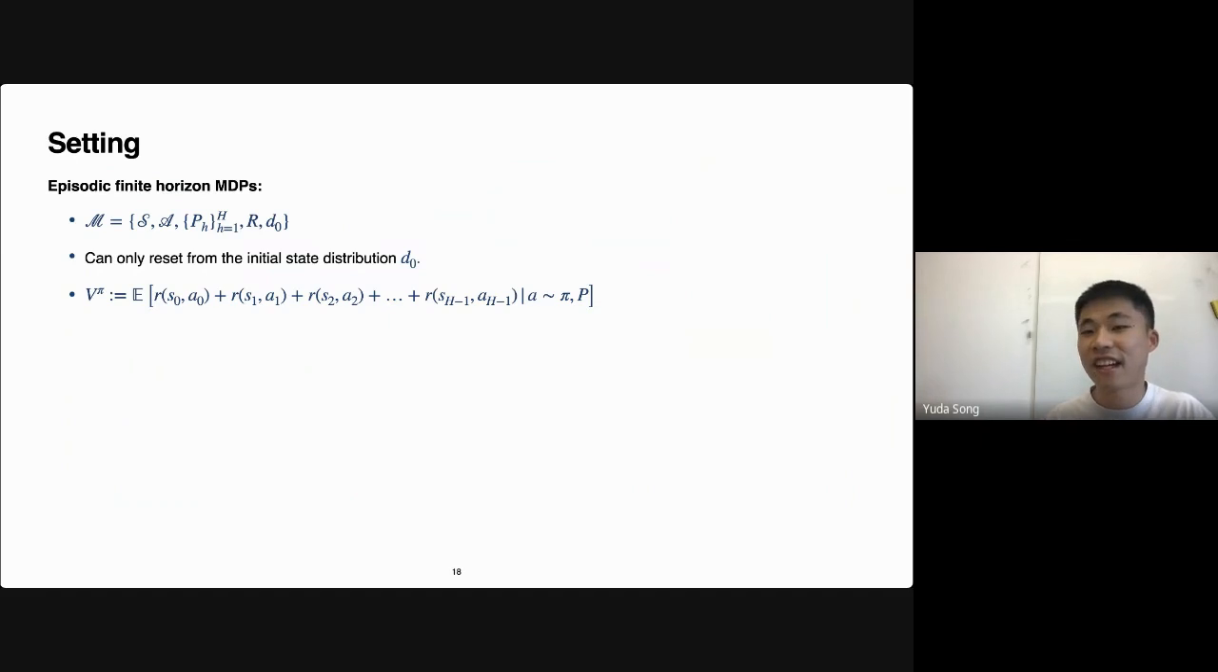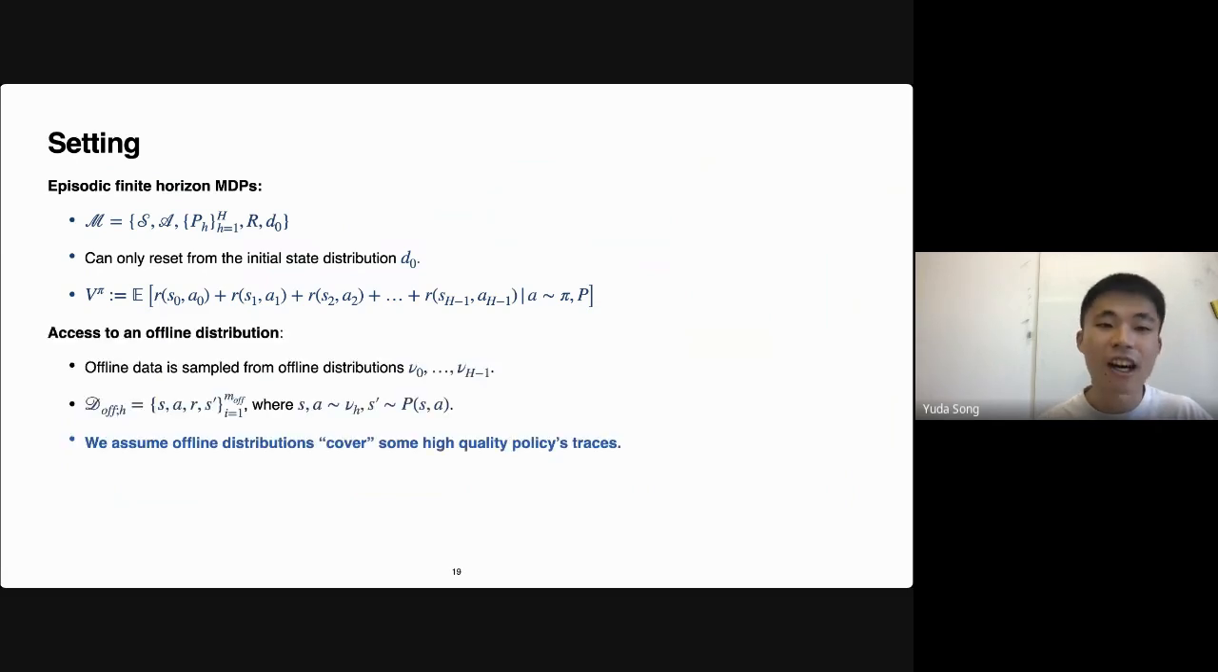So here's the technical part. This is the setting, and we start with the online part of the setup. We care about episodic finite horizon MDPs. And unlike some previous work like CPI or PSDP, we assume that we can only reset from the initial state distribution. The offline part of the setting is we have this offline data set that is sampled from some offline distribution, and we have state, action, reward, and next state tuples.